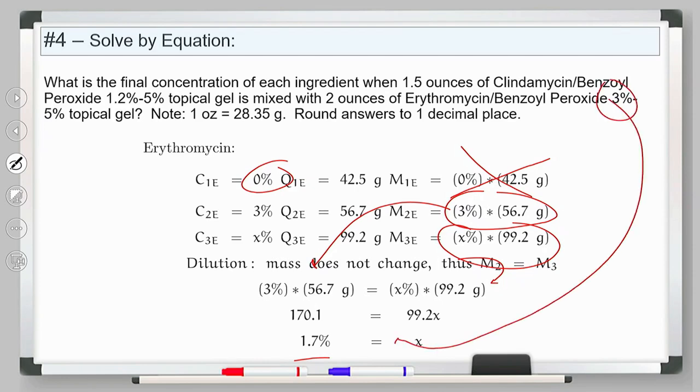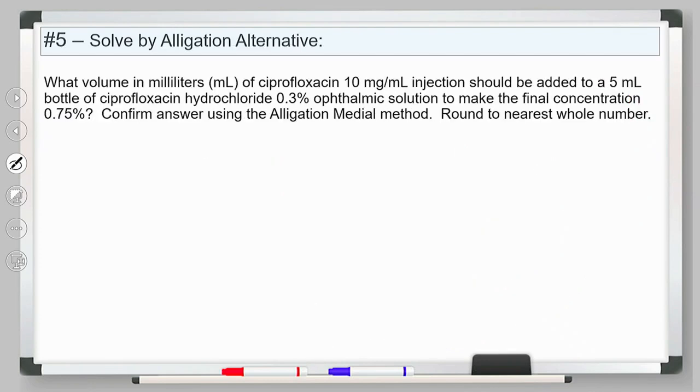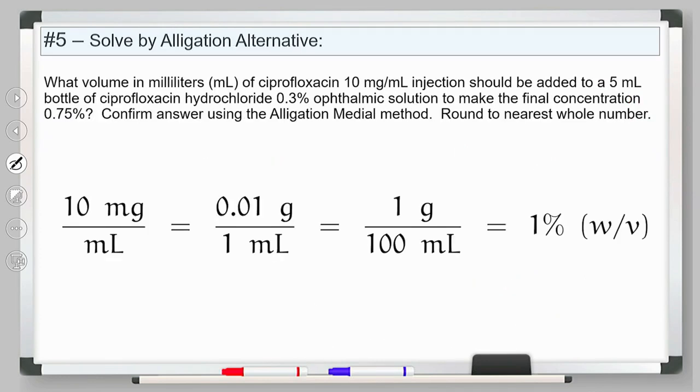All right? So on the exam, I will still tell you, whenever these questions come up, you can do them by either algebra or alligation. Here, let me show you the alligation method quickly for this. Here we got 10 milligrams per mil. We need to convert that to a percent. So basically, I want to combine a 1% with a 0.3% and end up with a 0.75%.